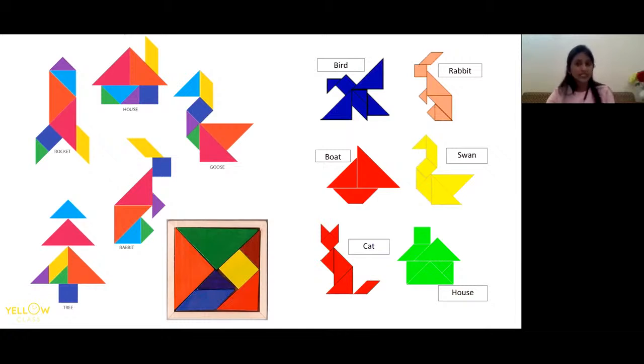So, for this, let me tell you how we have made it. We have made this by using the Tangram puzzle pieces. Yes, you heard it right. It is Tangram.